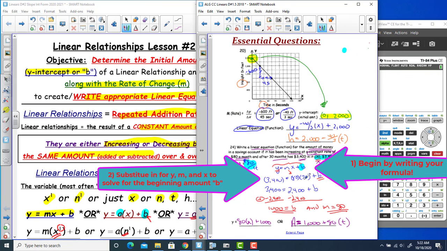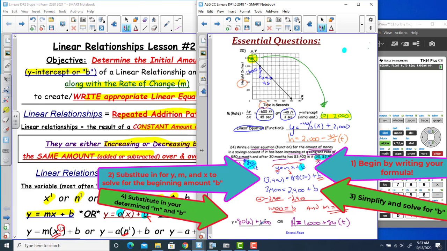So what we're going to do is simplify and solve for b. $80 a month times 30 months is an increase of $2,400. And if we subtract that away from both sides, we find that the account began with $1,000 in it. This was an account somebody opened with $1,000 and planned to save $80 each month. And we can write that as y equals 80x plus 1,000.